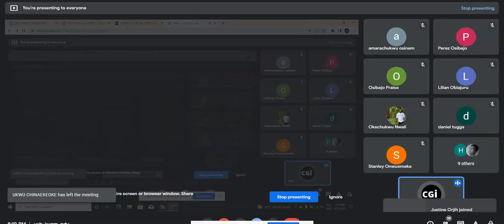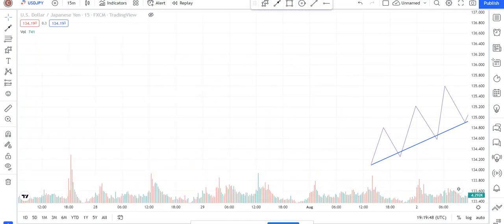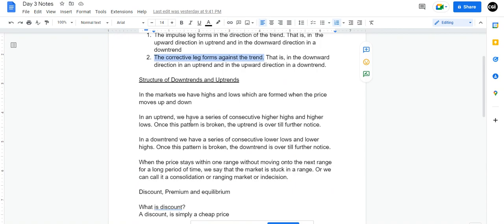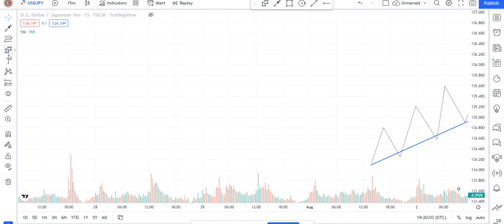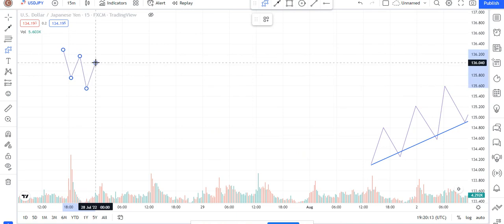But in a downtrend, we have the opposite scenario, of course. So in a downtrend, we have a series of consecutive lower lows and lower highs. Once this pattern is broken, the downtrend is over till further notice. So in a downtrend, we have a point in price, then a low, a high, a lower low, lower high.